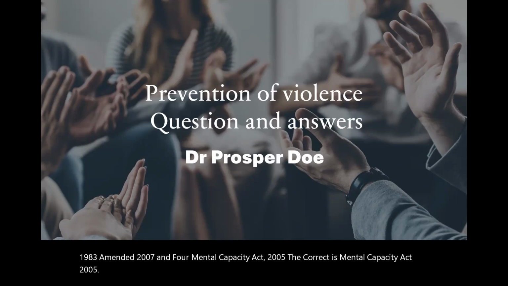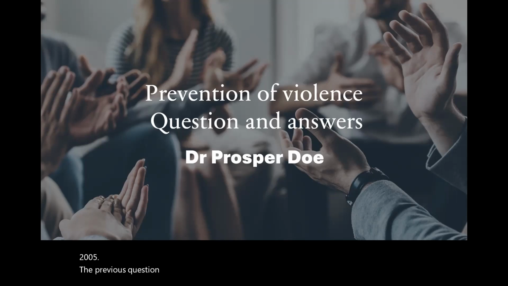Next, the previous question, beneficence, the answer is the intent to do good. Intent to do good. That is beneficence. That's the correct answer. So it's not self-determination. That is autonomy.